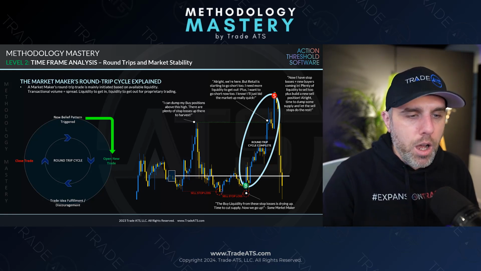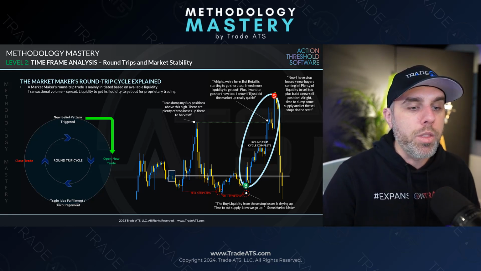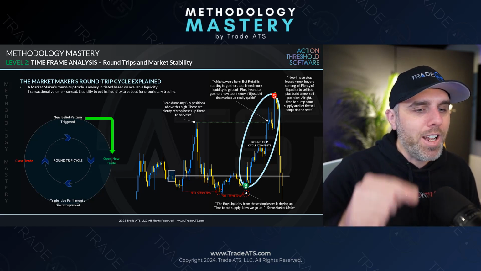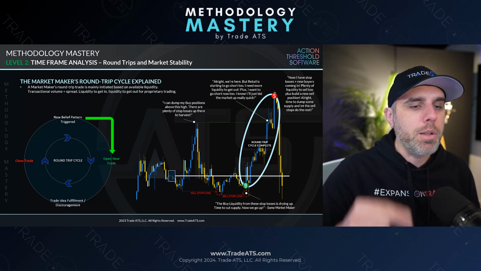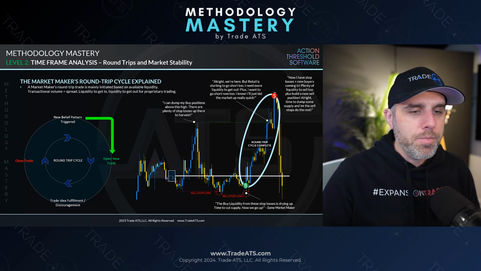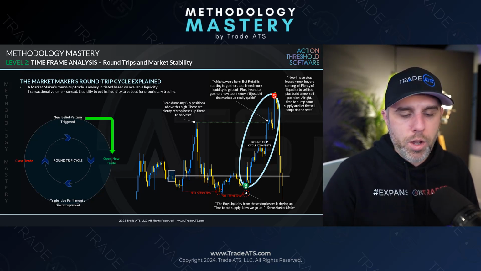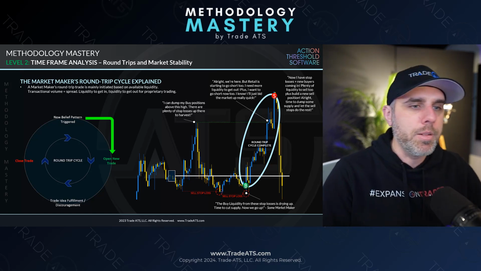That is what would cause a market maker or the banks that really stabilize and drive price. This is what causes them to complete their round trip, because their round trip trades stabilize market directions as well, which we're going to connect all this here in a second.